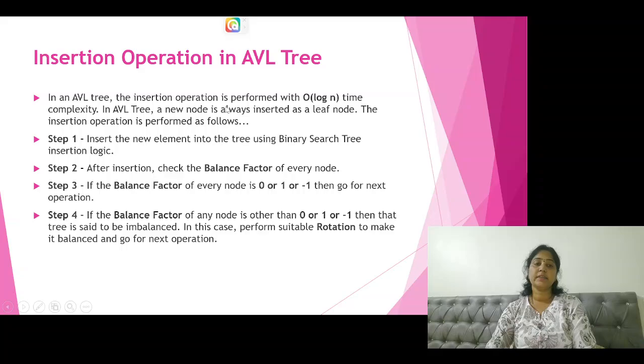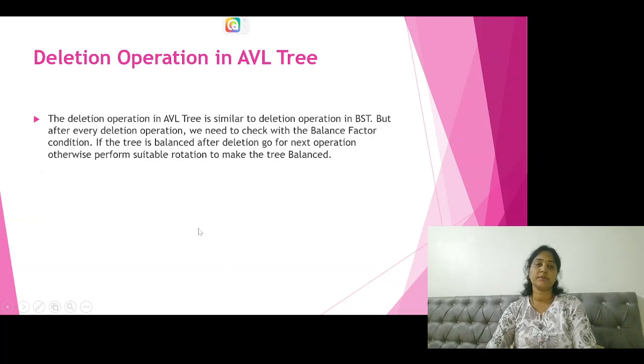In an AVL tree, the insertion operation is performed with order of log n, so that will reduce the complexity. Insert the new element into the binary search tree, with the insertion logic as we know already. But after insertion, you have to check the balance factor. The balance factor of every node must be 0, 1 or -1. Then only you go for the next operation. Otherwise, if the balance factor of any node is not this, then it is imbalanced. Perform a suitable rotation, then go for the next operation.